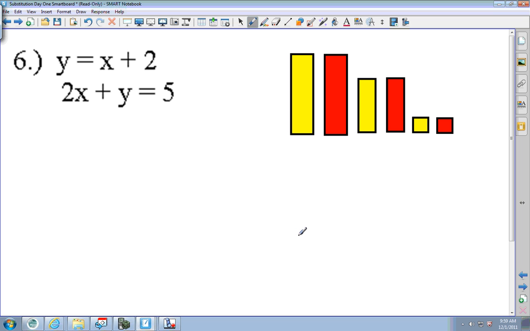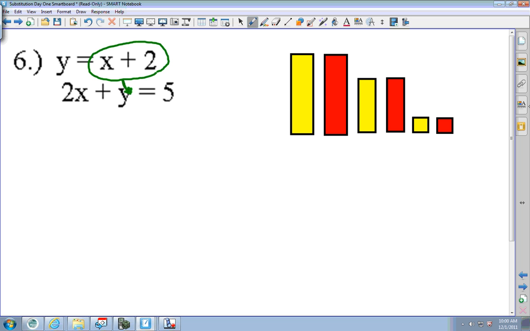Do we have one of the equations that's in x equals or y equals form? Yes, we do. So I'm going to circle it, and I'm going to substitute it in here for y. How come I'm not putting it in for x? It says y equals. And if it said x equals, you put it in for x.